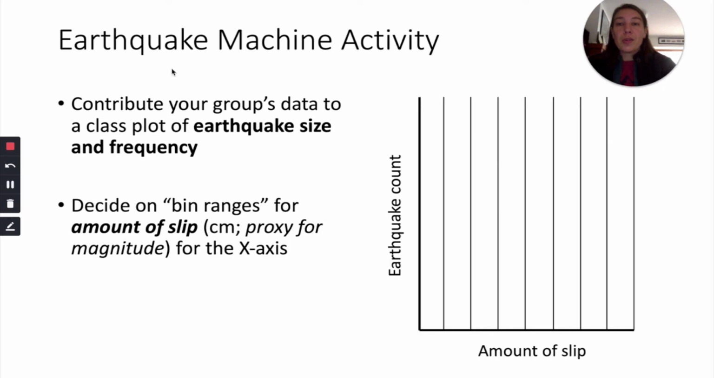So now you're going to use your group's data to put together a graph representing the number of earthquakes and the amount of slip. And you're furthermore going to put bins along this graph x-axis that will represent each of them a range of amounts of slip. So for example, you might say 1 to 2 centimeters for the first bin, 2 to 4 centimeters, 4 to 6, or you might do 1 to 5 centimeters, 5 to 10, etc., depending on how much data you have and how big your biggest earthquake and how small your smallest earthquake was.